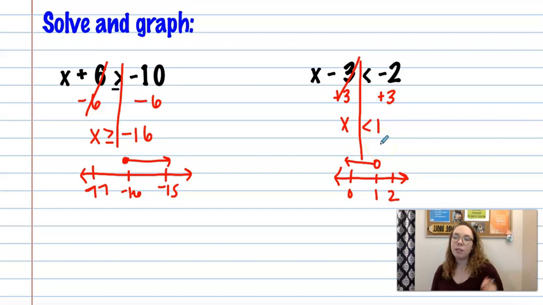And really what this is saying, let me backtrack here for a second. This is saying every single answer smaller than 1 is a solution, okay? So this does not include 1, that's why we have an open dot. But everything smaller than 1, if you plug it in for x, would work. Same thing here. Everything larger than negative 16 is going to make this true if you plug it back in. This one does include negative 16 because it's a filled in dot.